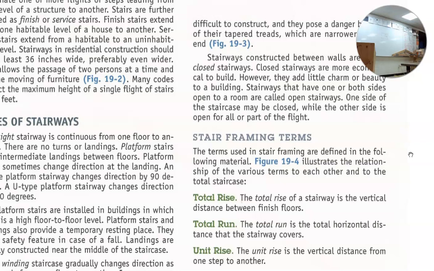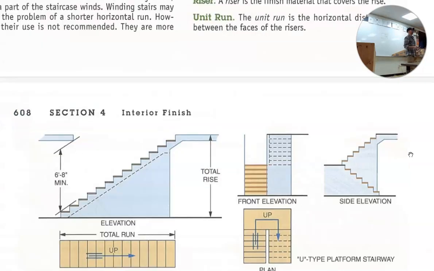Stairways constructed between two walls, all right, that'd be a closed staircase. An open staircase would be open to the room. Here you can kind of see some of the different ones, different elevations for it.